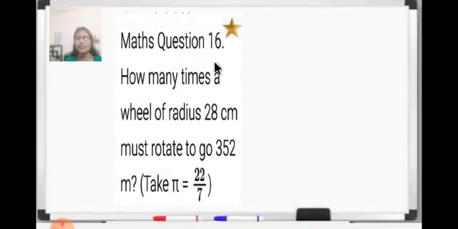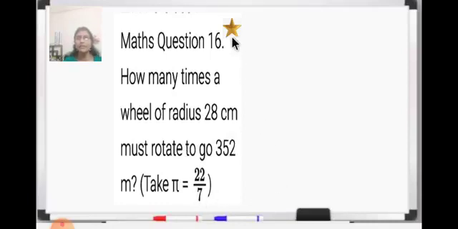Now next question, question number 16. How many times must a wheel of radius 28 centimeter rotate to go 352 meter? This is a question based on a wheel. A wheel is circular in shape and its radius is given. You have to find how many times a wheel of this radius must rotate to go 352 meter. Here you have to take the value of pi as 22/7.